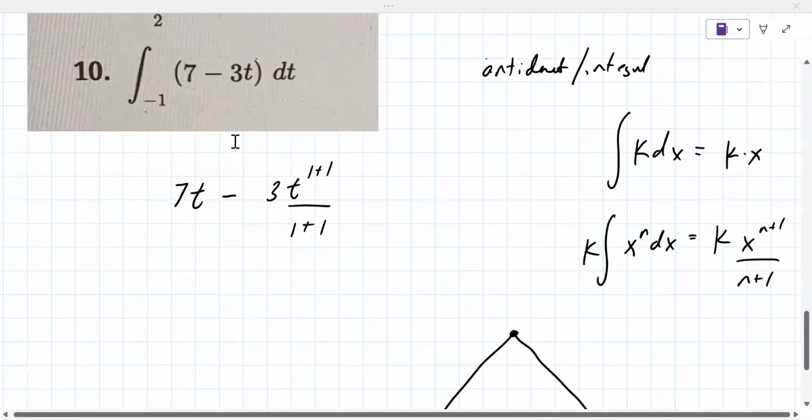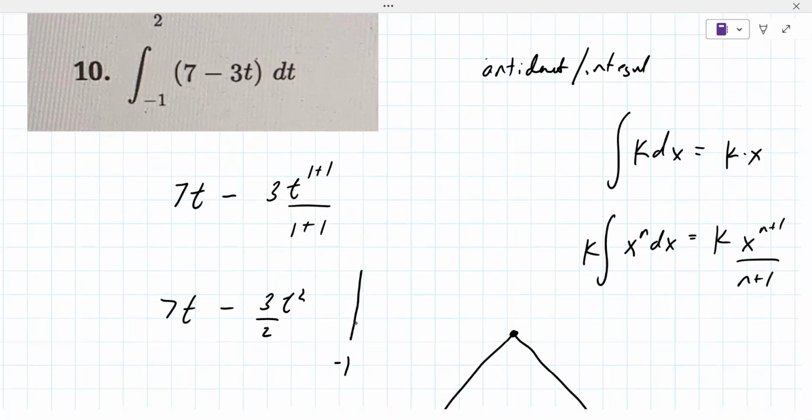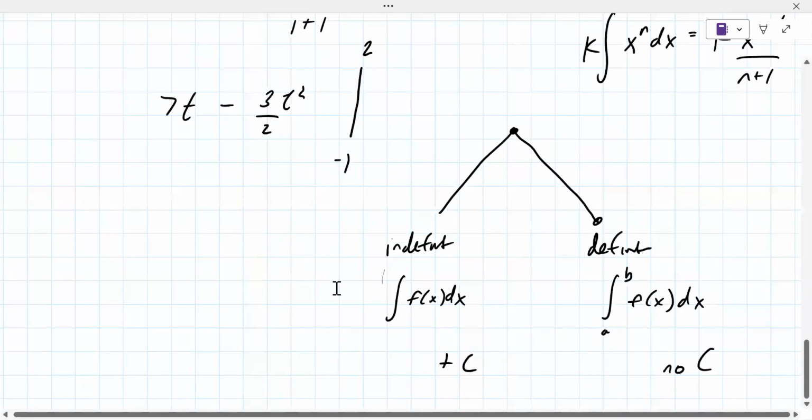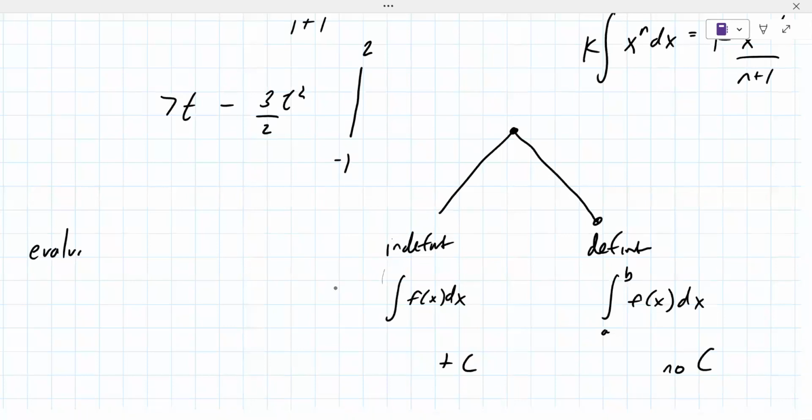So let me clean this up. It's 7t minus 3t squared over 2. Now this vertical line here is like taking the place of the C, and you put the -1 and 2. What this means is you're going to evaluate at the top minus evaluate at the bottom.